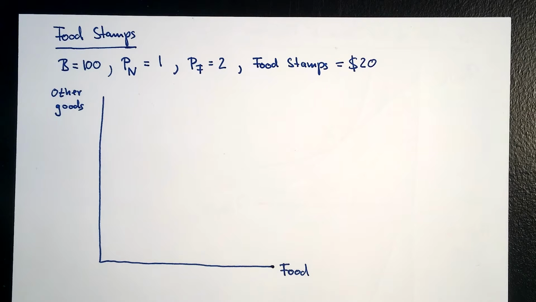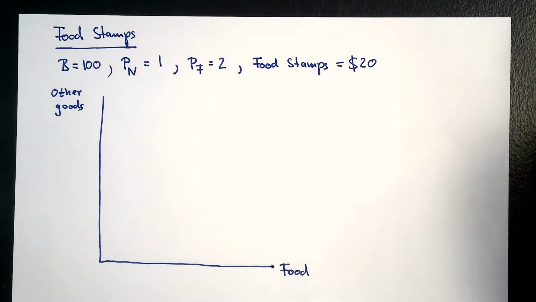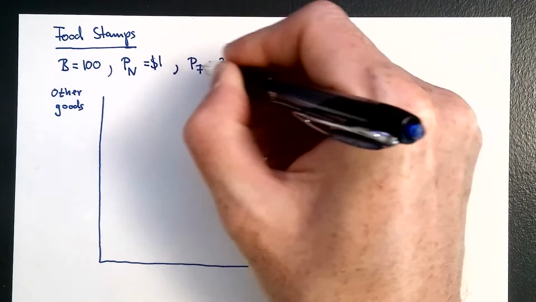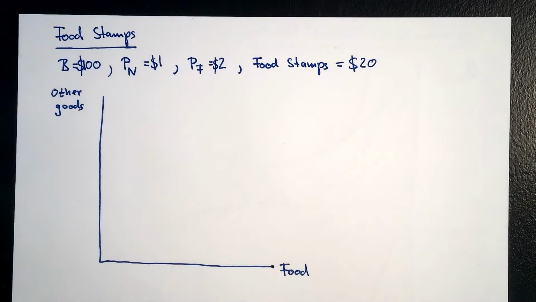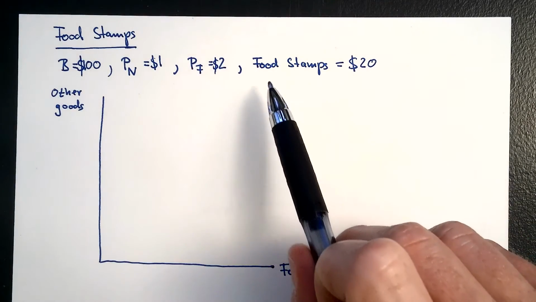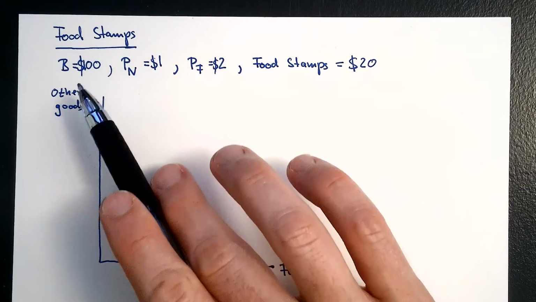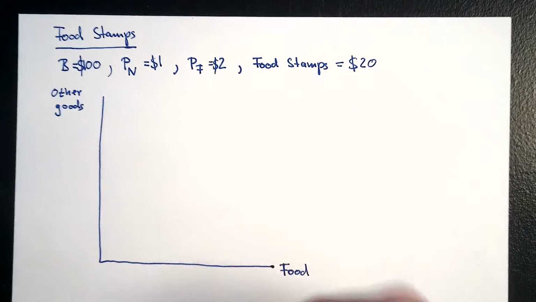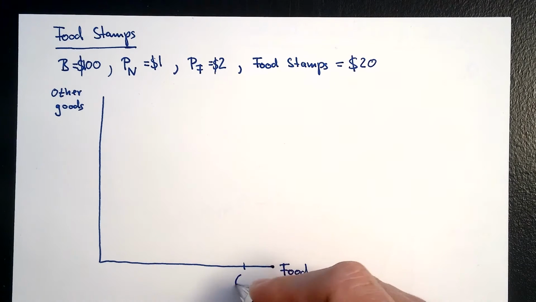The price of non-food items is $1. The price of food items is $2, and the food stamps are worth $20. So note that those are all dollar amounts. If the consumer spends all the money on food, then the consumer can purchase $120 worth of food at the price of $2, and hence the consumer can purchase 60 units of food.